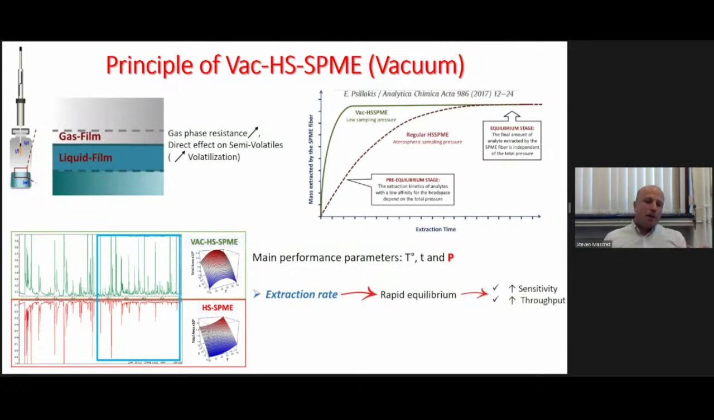You can see that on the left part, for the most volatile compounds, there is no significant impact of vacuum. But more interestingly, on the right part, for the semi-volatiles, there is much more extraction of the compounds. There is also another way to show you the impact of vacuum. We designed a central composite design with extraction time and temperature, and we see that with vacuum we succeed in reaching an optimum, unlike regular HS-SPME. With the ability to reach equilibrium faster, in the pre-equilibrium regime we can reach a higher sensitivity and throughput for the same extraction time and at milder temperature.